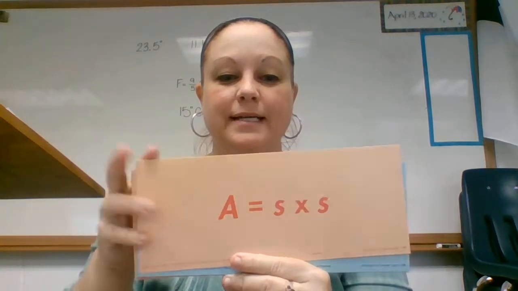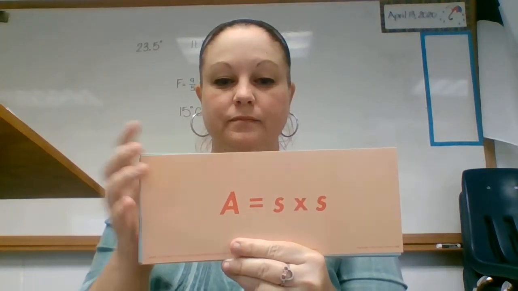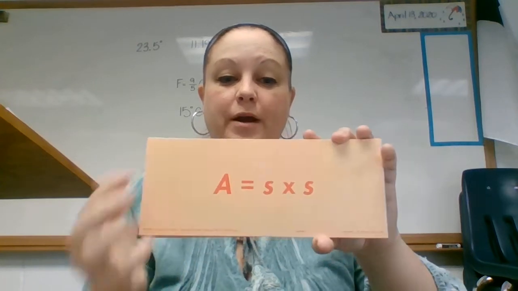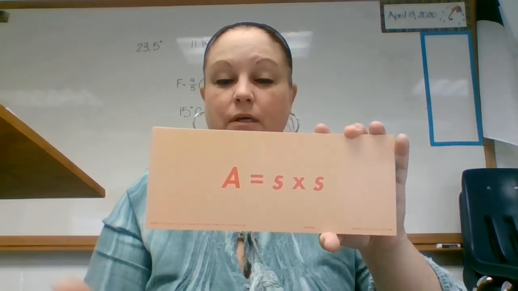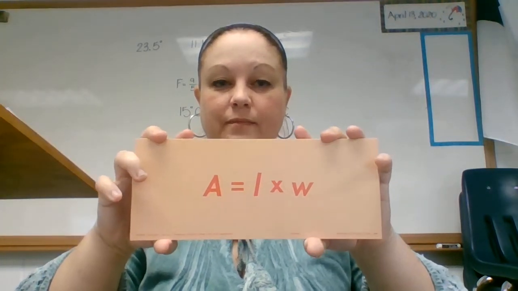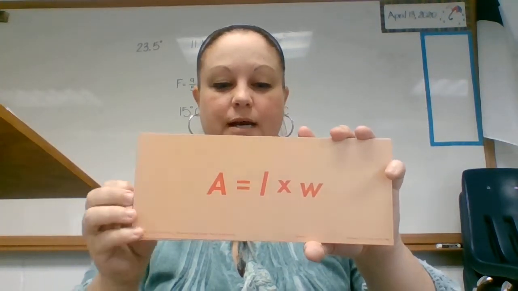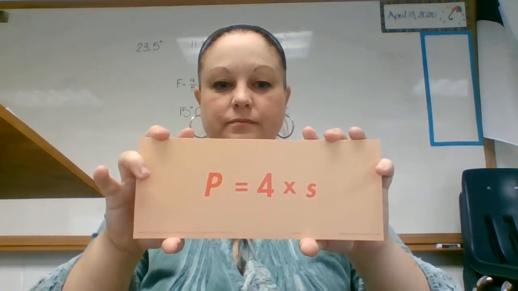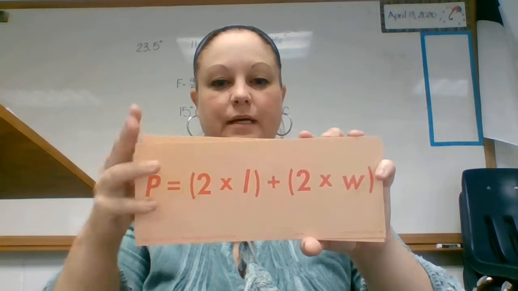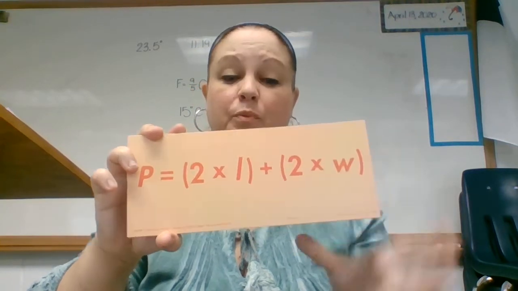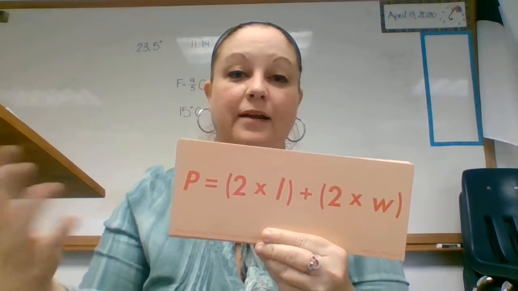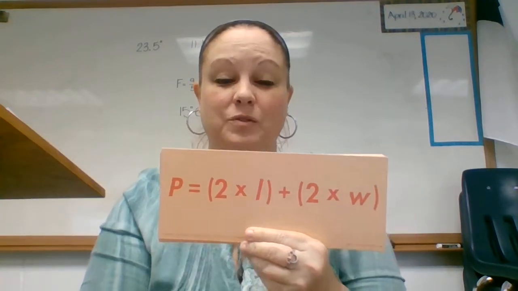Okay, do you recognize this formula? Hopefully you said area of a square. This is the formula for area of a square. You could also do s to the 2nd power. Okay, but side times side gives us that. How about this formula? If you said rectangle, you've got it correct. Perimeter of a square. How about this one? Perimeter of a rectangle. Double the length plus double the width. And of course, we learned how to write these without that multiplication sign.